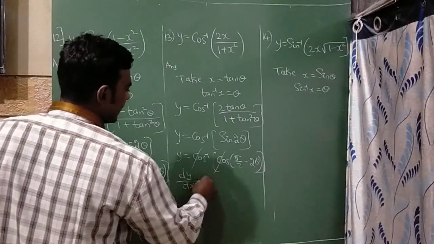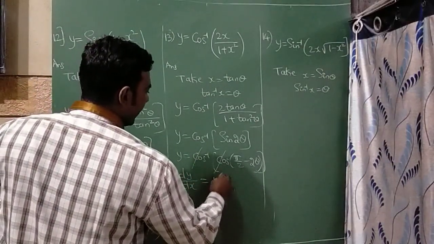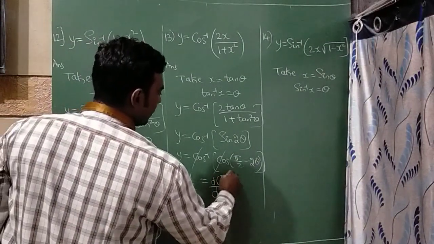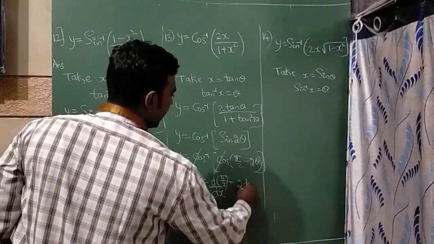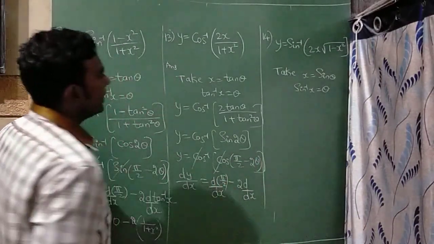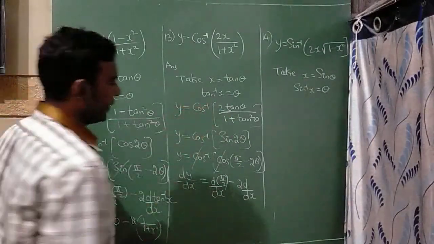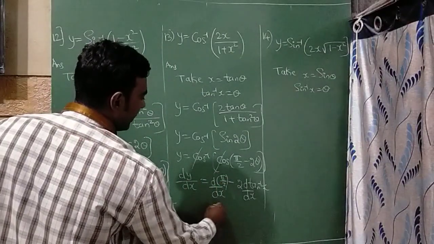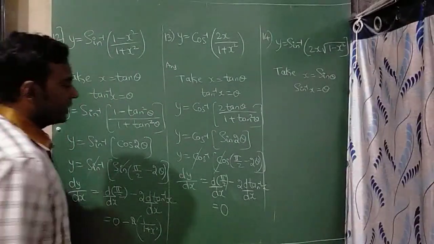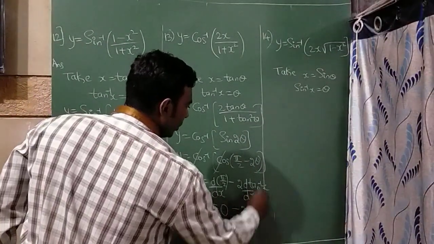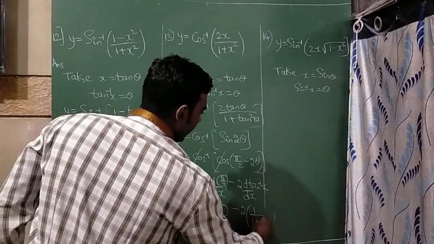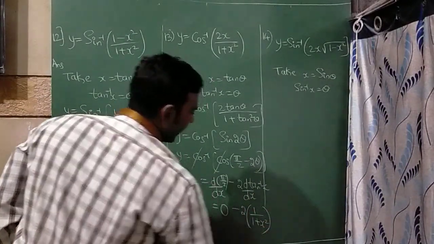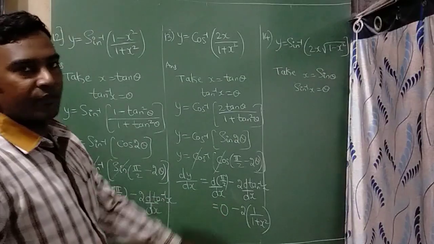dy by dx is equal to d by dx of pi by 2 minus 2 outside d by dx of, what is theta here? It is tan inverse of x. Okay, now d by dx of pi by 2, that is nothing but constant. So it is 0 minus 2, and this is 1 divided by 1 plus x square. Okay, so this is your final answer.